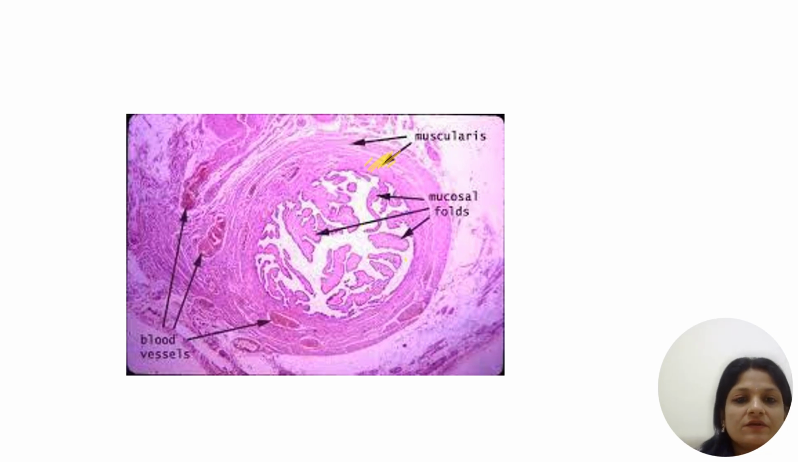In this cross section of the tube, you can see the inner lining of the tube is by the mucosal folds. So this is the mucosa which lines the inner surface of the tube, and outside is the muscularis layer. If an ectopic grows inside, it will grow gradually into the muscularis and then breach the serosa of the tube, leading to a hemoperitoneum.